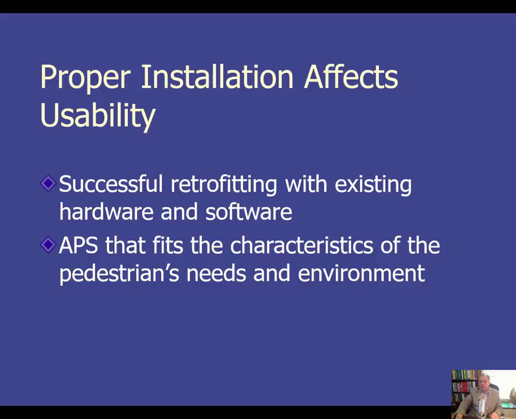Very important that the APS is installed properly because it really affects whether or not the individual is going to be able to make good use of it. Oftentimes what we're seeing these days is that intersections are being retrofitted. And we want to make sure that when they are retrofitted, that the most usable equipment is put into place. We want an APS that fits the characteristics of the person's needs and of the environment.